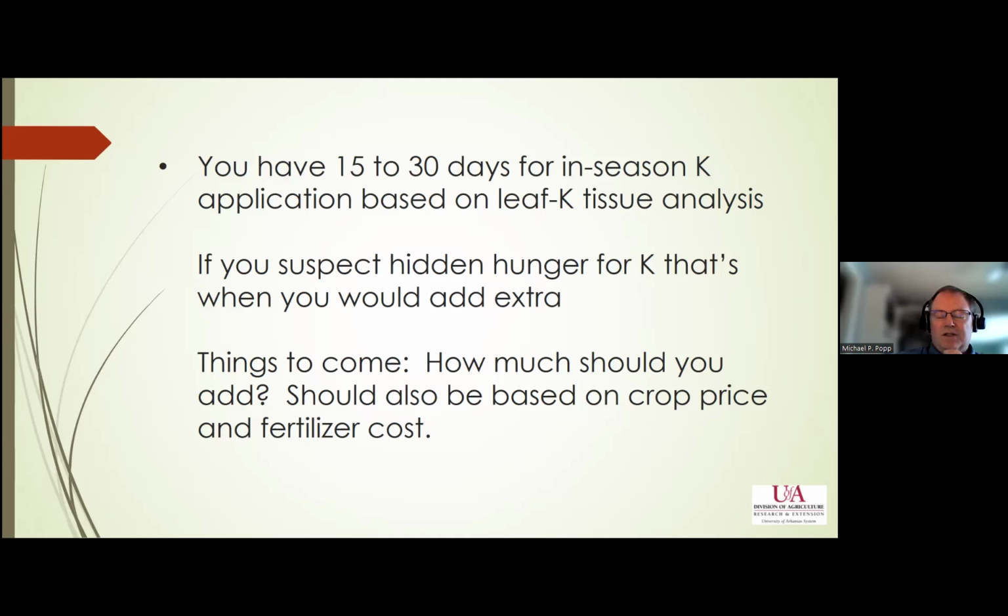And the numbers that I've seen so far suggest that that can be quite a profitable thing to do. But again, that should be based on crop price and fertilizer costs. But I mentioned this just to say that there's more research coming down the pike on that.